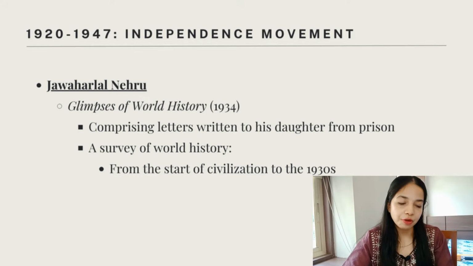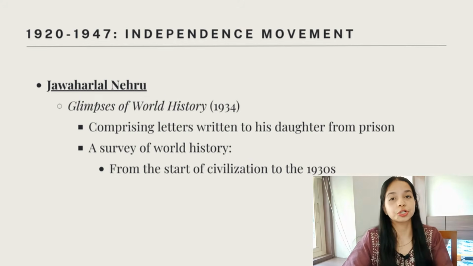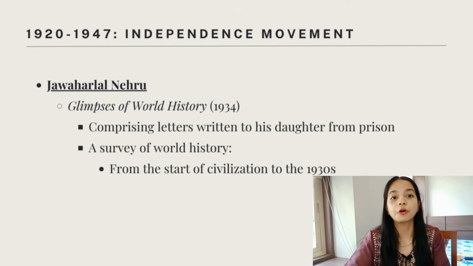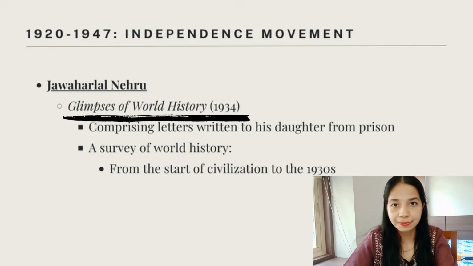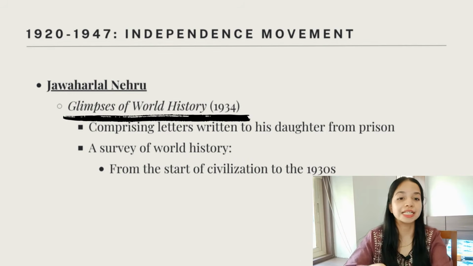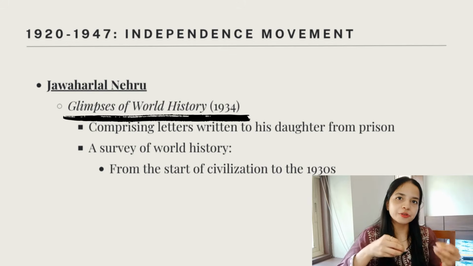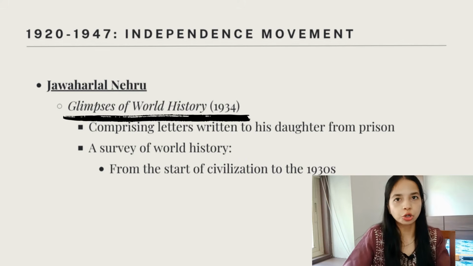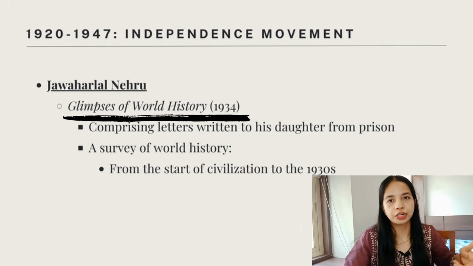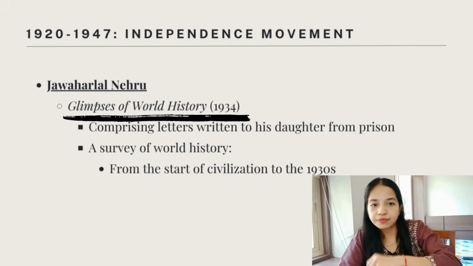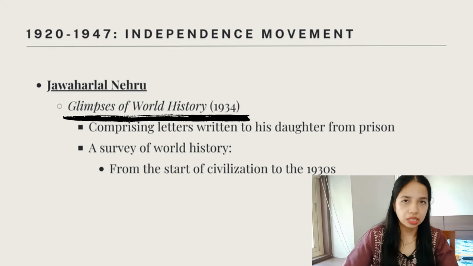Speaking of the kind of non-fiction that was produced in Indian English literature during this point of time, we also need to talk about Jawaharlal Nehru, the Prime Minister of India for 17 years. He's popularly known for 2 important books. The first one is Glimpses of World History, published in 1934. It comprises letters that he wrote to his daughter from prison. It surveys world history from the beginnings of civilization to the 1930s.